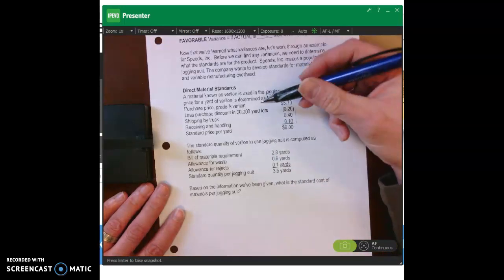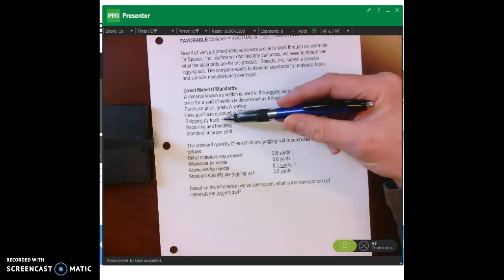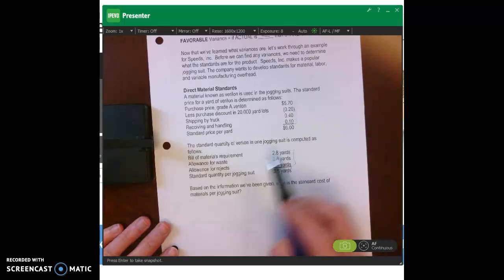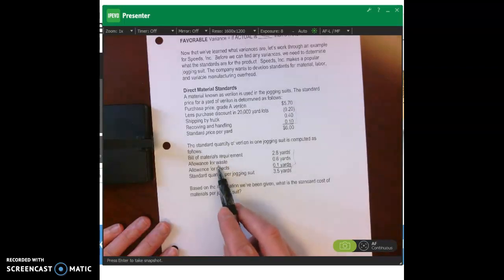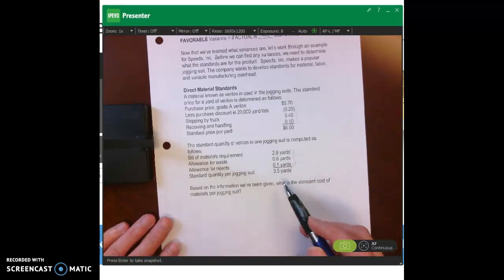Okay? This is also an attainable standard. And we can look over here, we can see this includes the shipping and receiving and handling. And when I was talking about attainable standards here, this includes the allowance for waste and also the allowance for rejects, okay, that we make mistakes.